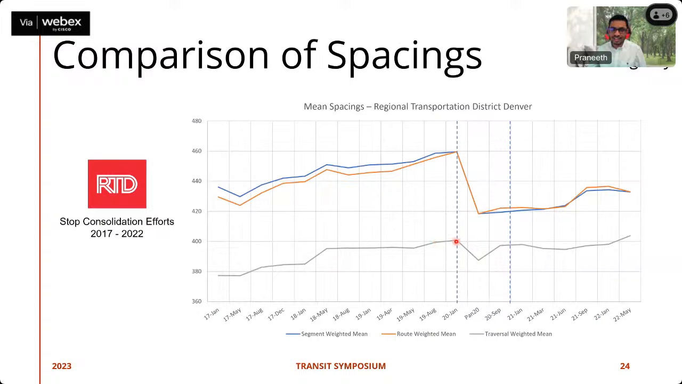So this is particularly helpful to convince agencies around the discussion of stop consolidations. And one can also compare the spacings at a nationwide level. We looked at the average spacings for the top 30 cities in the US, top 10 in Canada, and a lot of European and Australian cities.